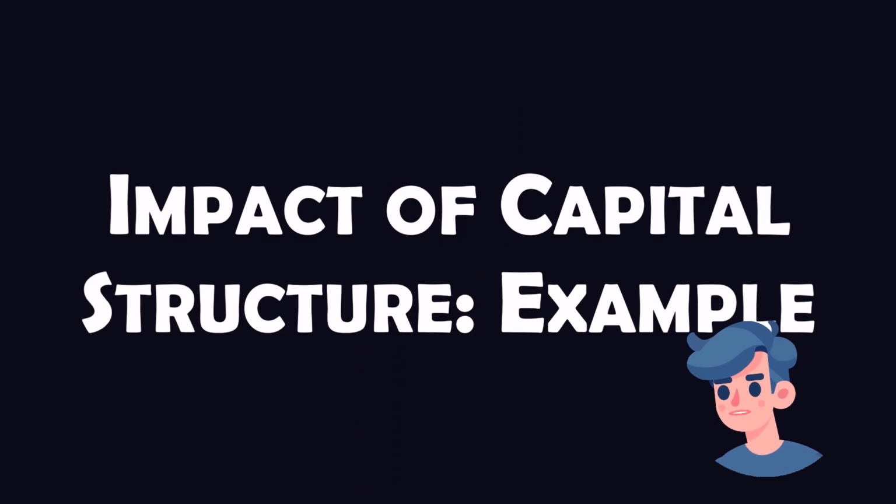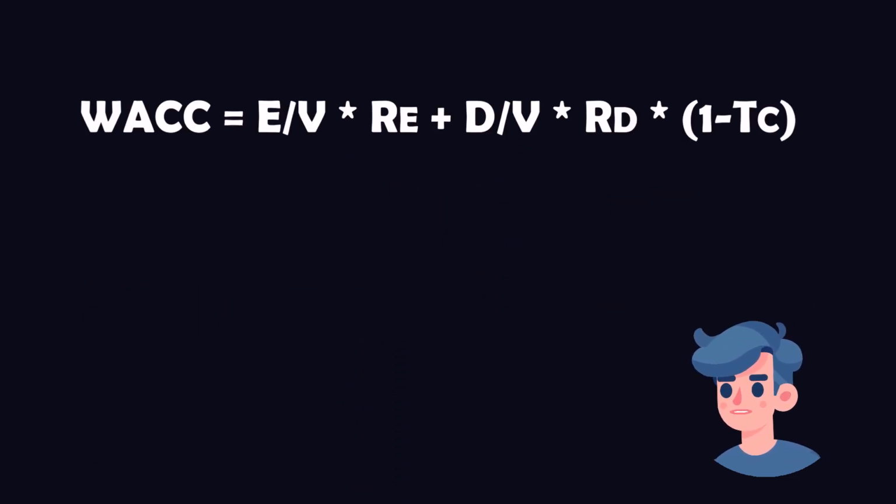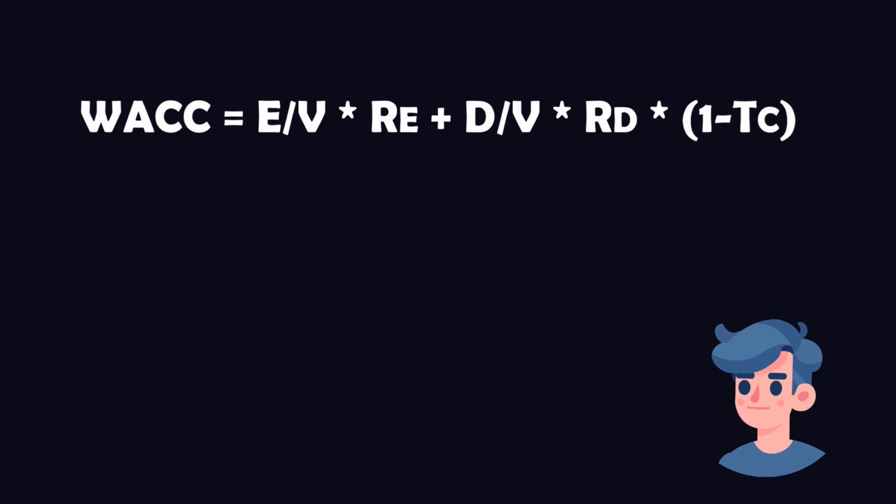Let's look at an example of how different structures can impact a company. Suppose Company A and Company B both need $100,000. Company A uses 50% debt and 50% equity, while Company B uses 80% debt and 20% equity. The weighted average cost of capital, WACC, will vary between these companies, affecting their profitability and valuation.